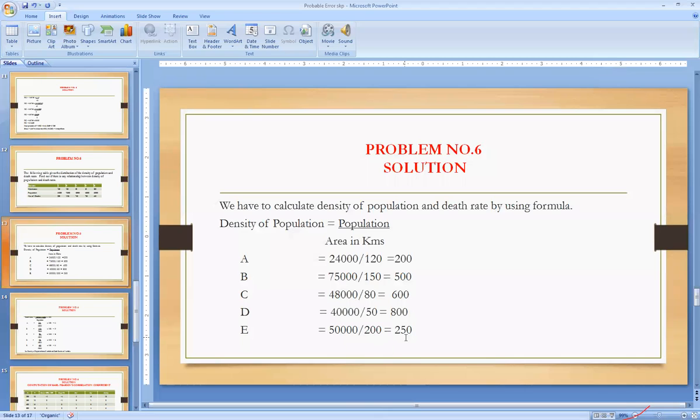Because the x variable as well as the y variable is not clearly given in the question, we have to calculate both variables. For the calculation of density of population, if you are assuming it as x, the formula to be used is population divided by area in kilometers. These are all the x variables.